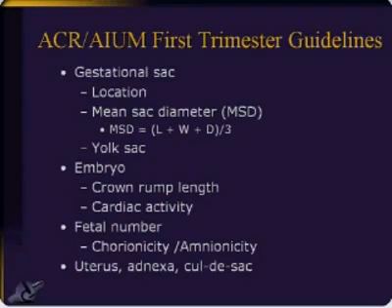Crown rump length is always more accurate than mean sac diameter. So if you see a little crown rumper in there, you want to measure that. You want to document the yolk sac. You want to document cardiac activity, and then fetal number. And here's a really important thing that we're going to go into depth in, and that is chorionicity and amnionicity. It's so easy to tell in the first trimester and so difficult later on. And then finally, we're required to look at the rest of the uterus, the adnexa, and down in the cul-de-sac. So these are our goals.